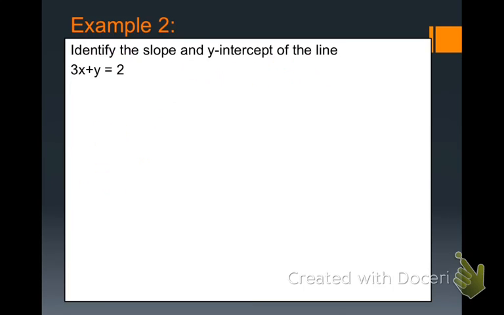Again, identify the slope and y-intercept of the line. So 3x plus y equals 2 looks a little bit different. Notice in slope-intercept form, the x and the y are on opposite sides of the equal sign, but in this example, they're on the same side of the equal sign. So before we can identify the slope and the y-intercept, we have to put it in slope-intercept form. So the first thing I want to do is try to get y by itself. You might remember that from solving literal equations. Same exact concept. We're trying to get y by itself so that it can be in slope-intercept form.